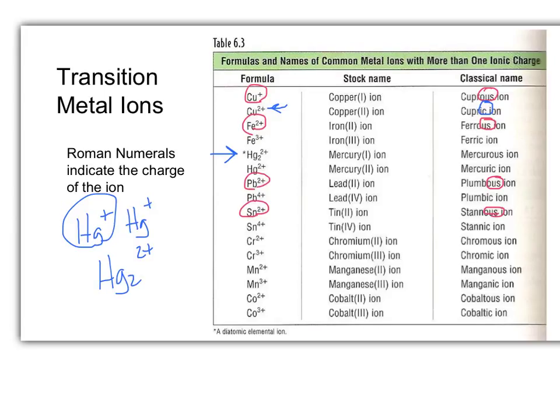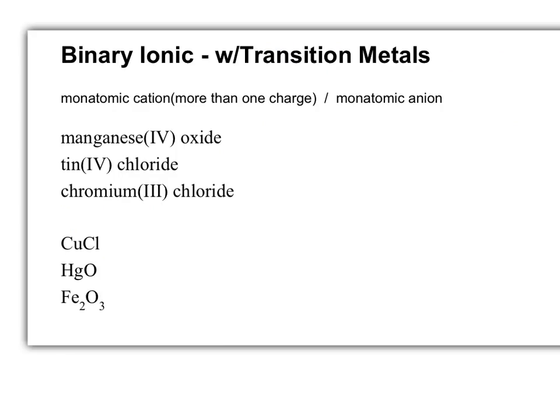Again, we find those in the transition metals. So how do I deal with those that have more than one charge? Well, I pay attention to the Roman numeral. So manganese 4, which means I have manganese, and since it's Roman numeral 4, I want the 4+ charge. Oxide comes from oxygen. It has a 2- charge.